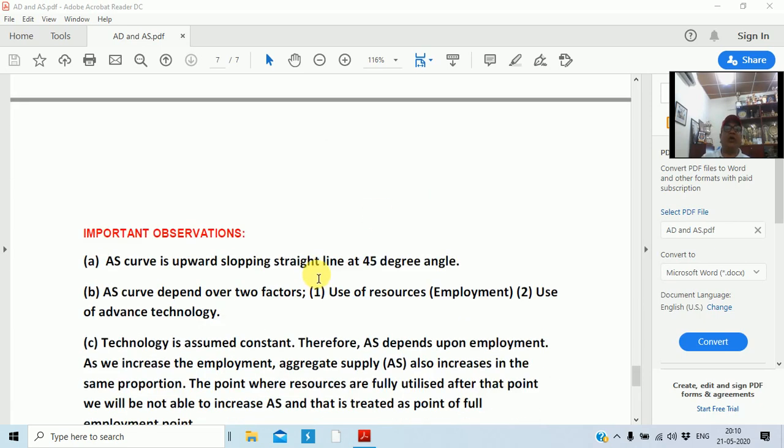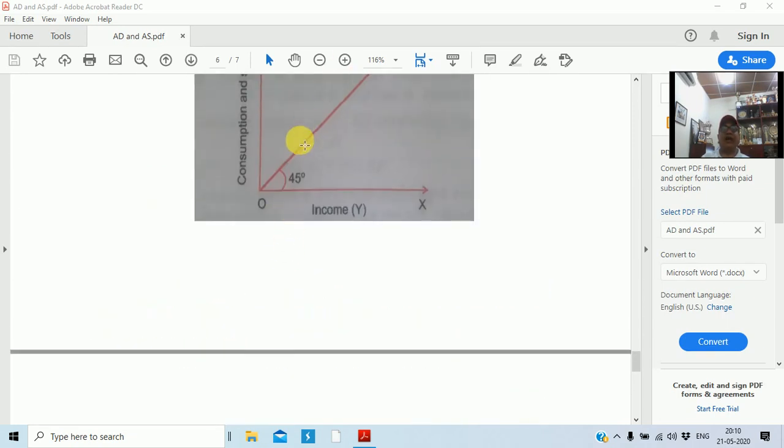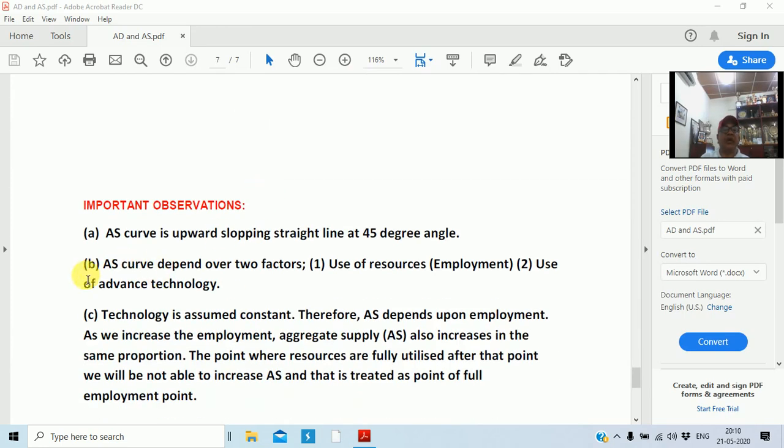What is the behavior or observation about the aggregate supply? The AS curve is an upward sloping straight line at a 45-degree angle. That is done. It starts from 0 because at 0 level of income, the flow of goods and services is also 0. The AS curve depends upon two factors. If you have to increase the flow of goods and services in the economy, how is it possible?